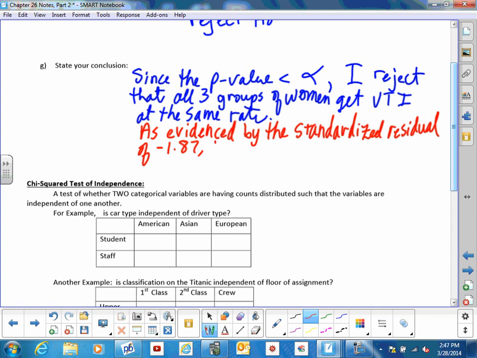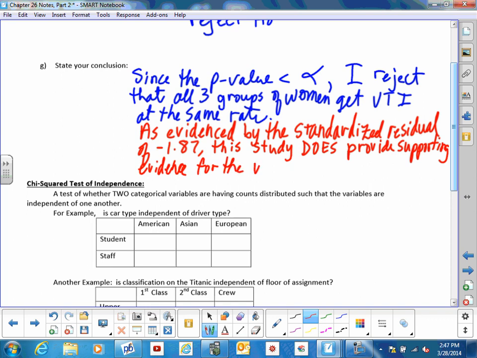Then I can say, this study does provide supporting evidence. So I'm really just restating the question now with an answer, for the value of cranberry juice in warding off urinary tract infections. And because you know that this negative residual means that it's having infections less than expected.